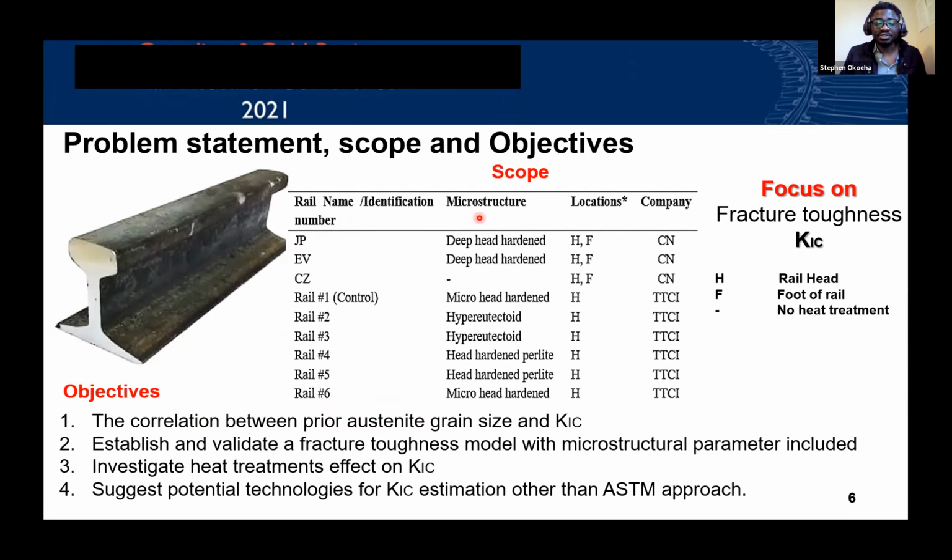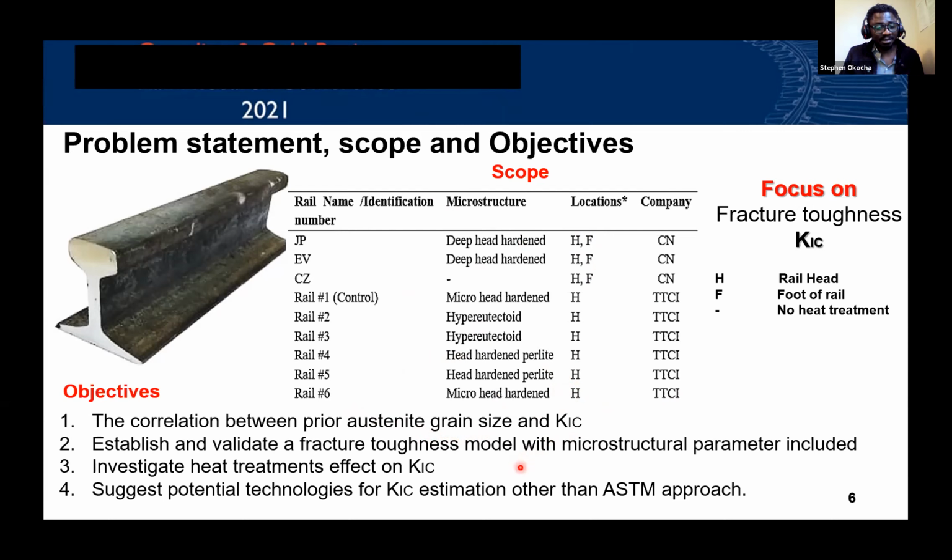Here we can see the microstructures, the type of microstructures that the rail steels have. We took samples from locations majorly from the head and just very few from the foot, since the area of interest is the head of the rail. And like we've said, the focus is just on the fracture toughness. Our objective is to find the correlation between the grain size and the fracture toughness.